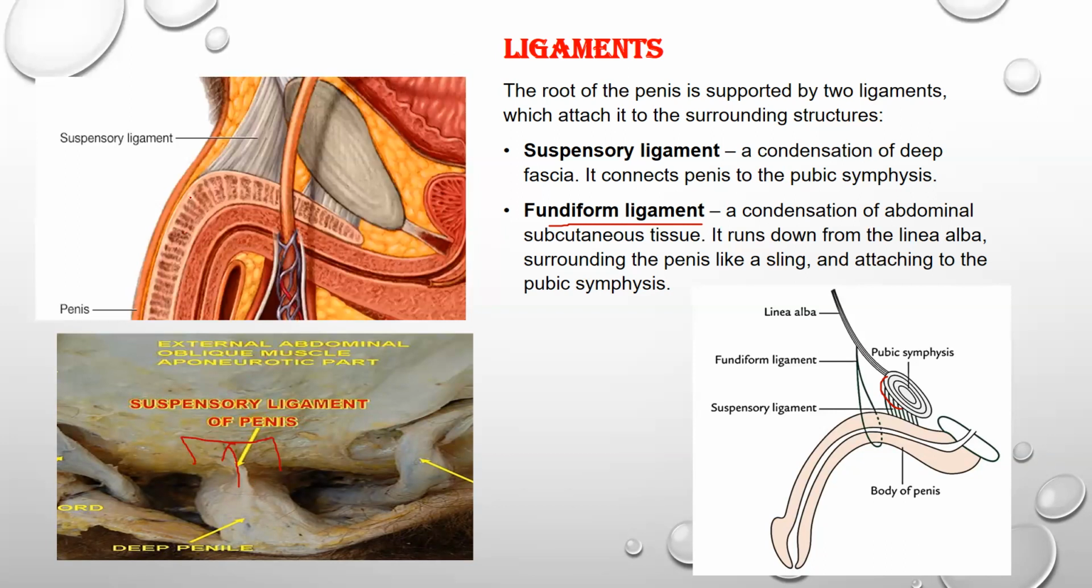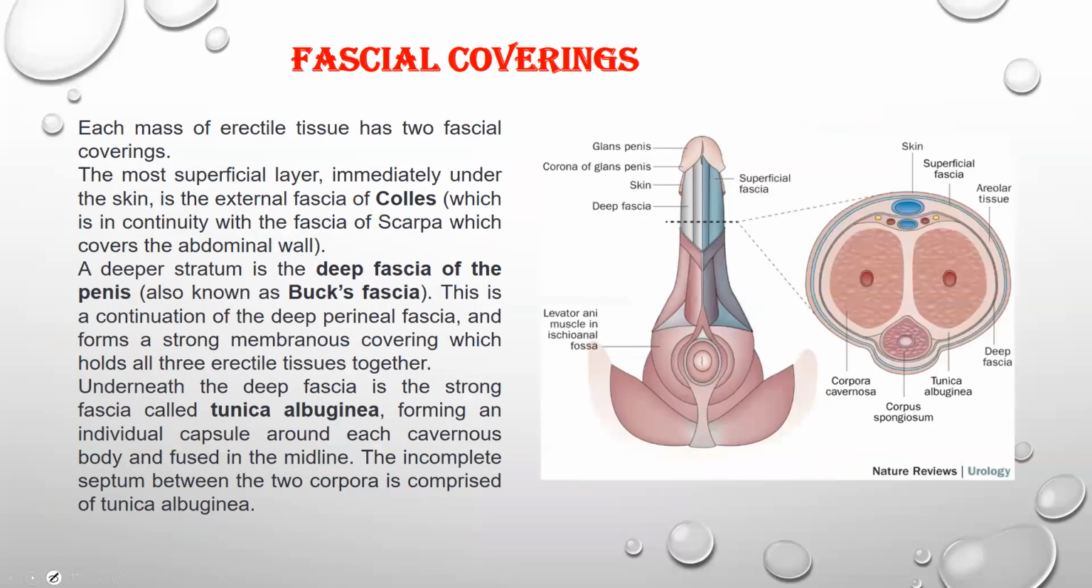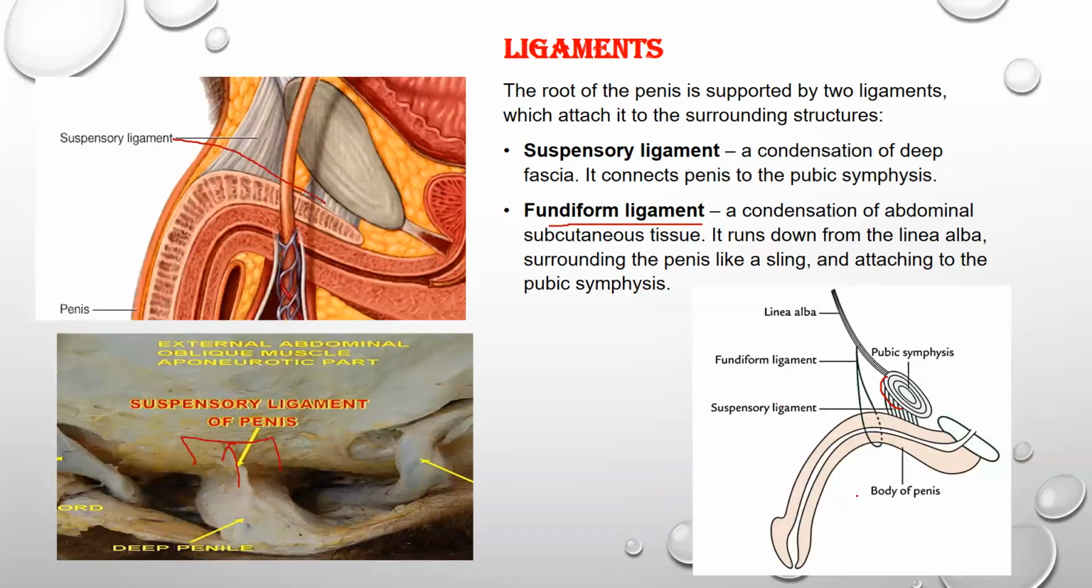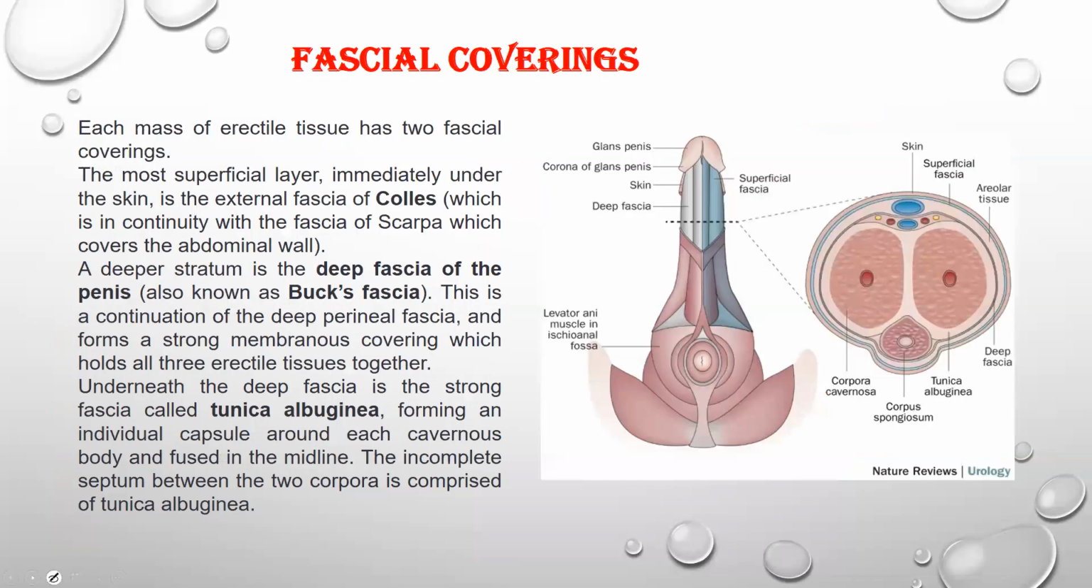So you can appreciate this image. This is wrong actually. This image is wrong. This is not a suspensory ligament. The suspensory ligament is this one, and this is the fundiform ligament. I hope you're clear. And the fundiform ligament is like a sling. So these are the ligaments.